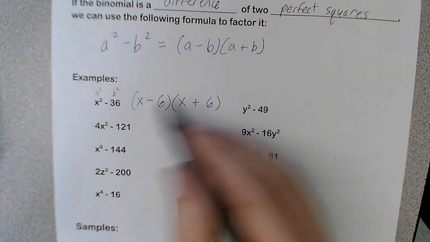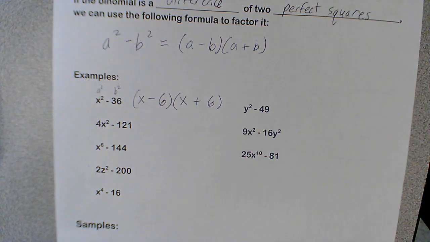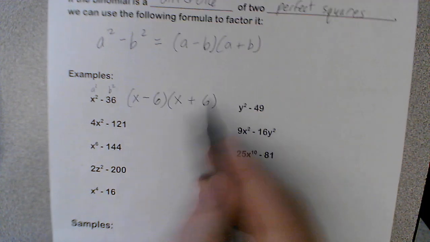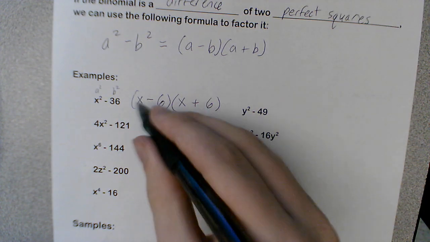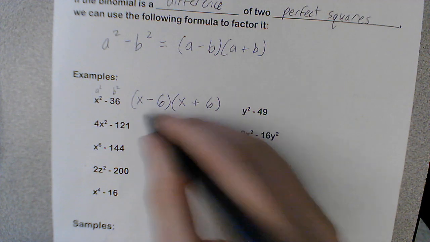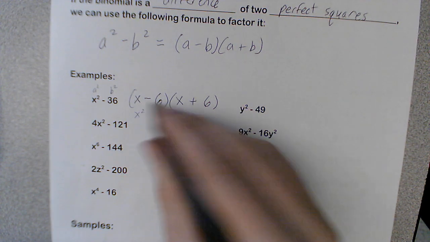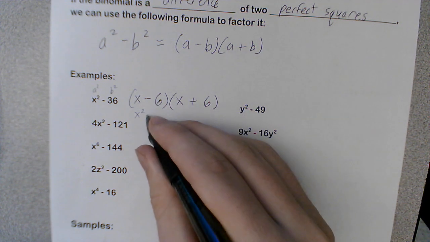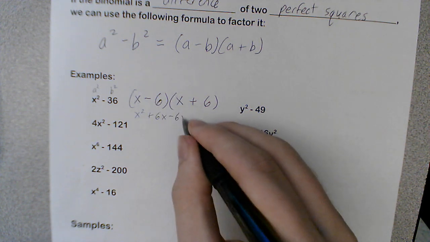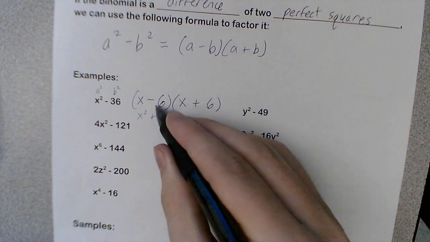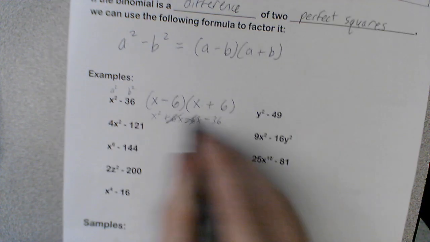And you can check this, and you'll see that you will get x squared minus 36 back. You can check this using FOIL. If you remember FOIL, first, outer, inner, last, I'm just going to do this off to the side just to check: x squared, then the outer terms, 6 times x, plus 6x, the inner terms, minus 6x, it's negative 6 times x, and then negative 6 times 6, minus 36. These two cancel out, and you're left with what you started with.